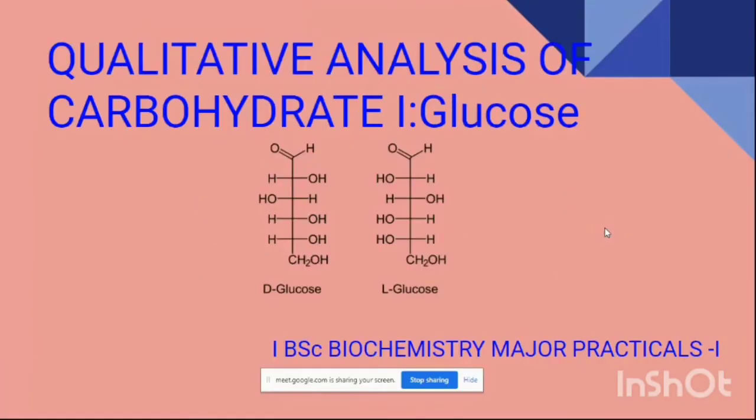In today's class, we are going to discuss the qualitative analysis of known carbohydrate number one, that is glucose. So glucose is a 6 carbon containing monosaccharide, and when you're going to do the practical qualitative analysis, let us see how we get the results.